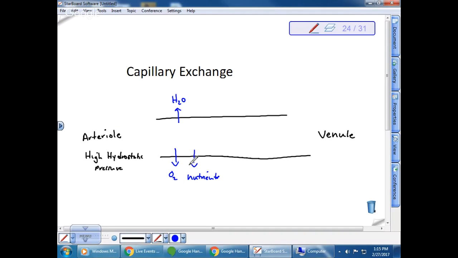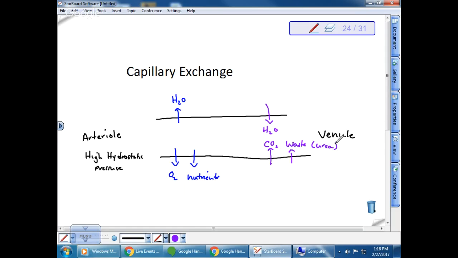Now, at the venule end, we need to take up some of the water, and we also need to take up the waste products and carbon dioxide. So we have kind of the opposite thing going on at the other end. So water gets sucked back in, CO2 moves back in, and then we have waste. So for example, we'll talk about the nitrogenous waste like urea is picked up. Okay.